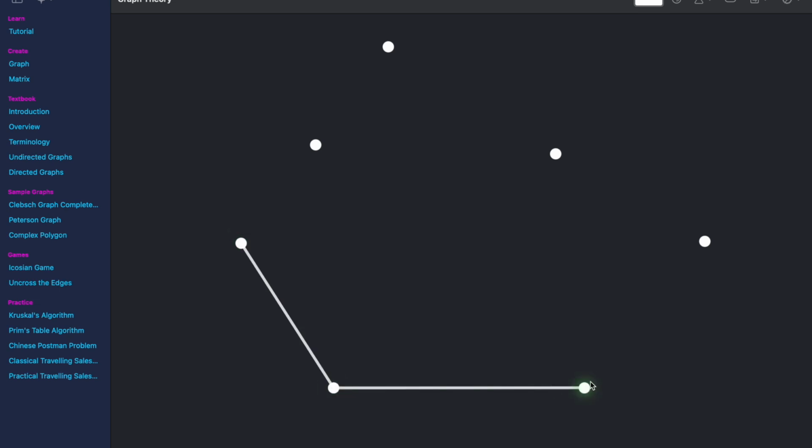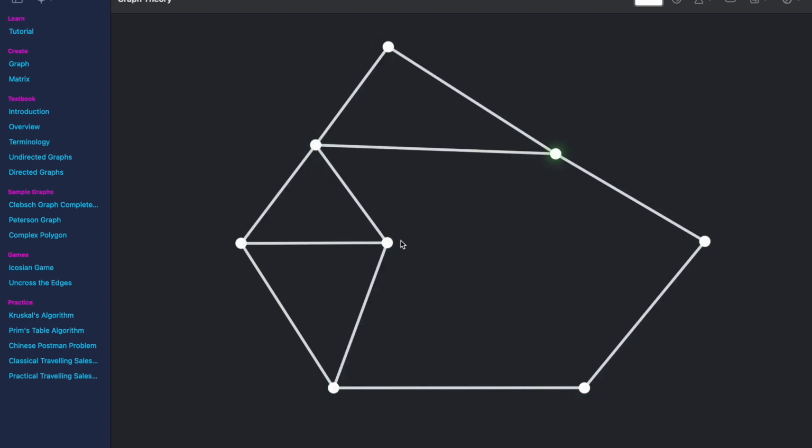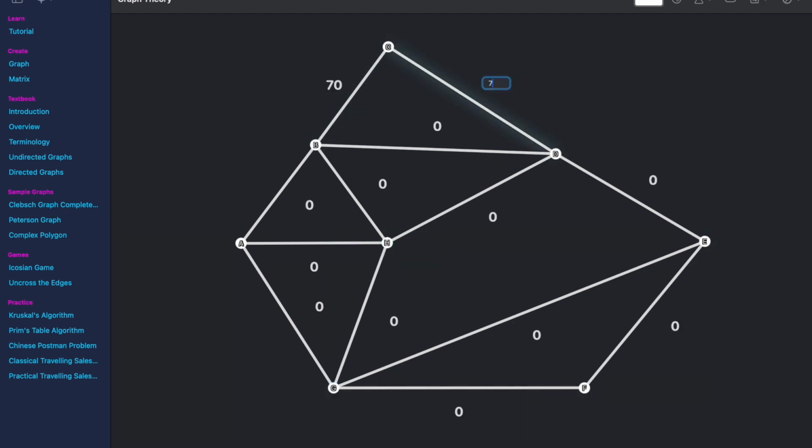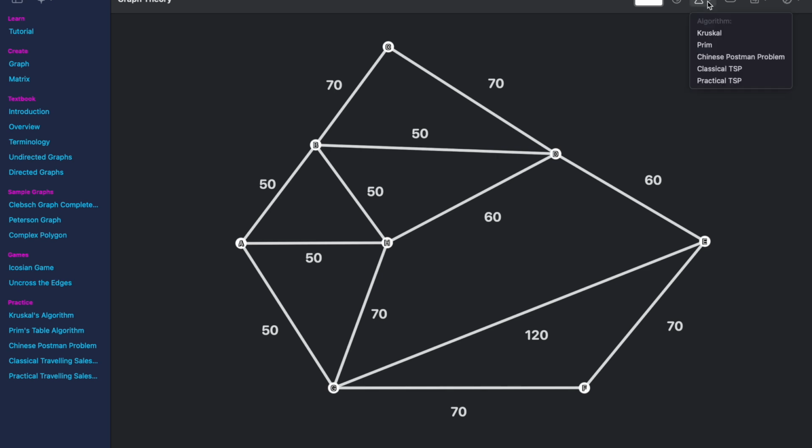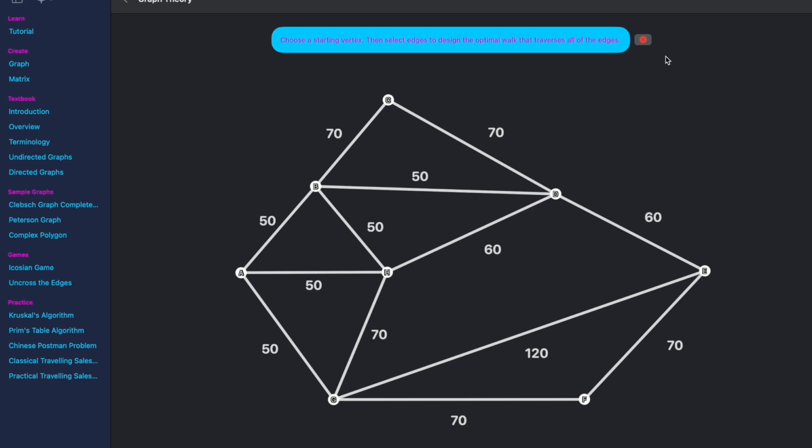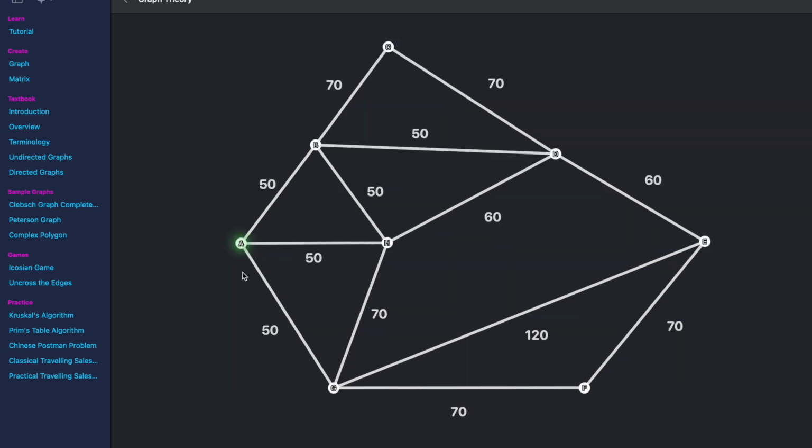The first thing that I'm going to do is finish constructing my graph. Okay, now that my graph has been constructed, it's time to complete the algorithm. The first thing we're going to do is choose a starting vertex for the postman. I'm going to say that the postman starts here at vertex A.